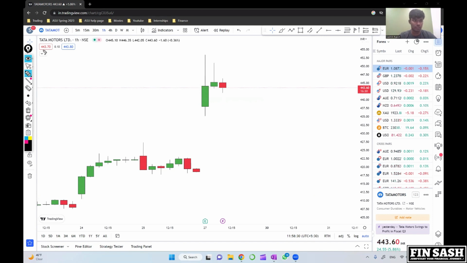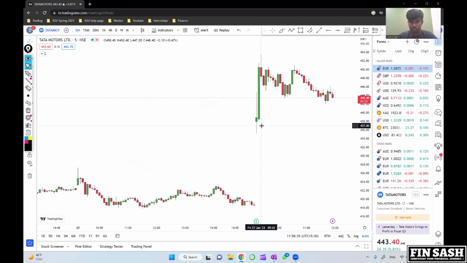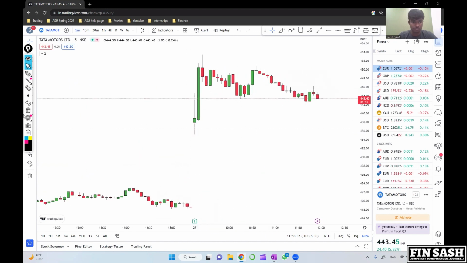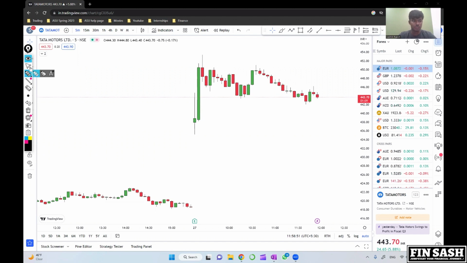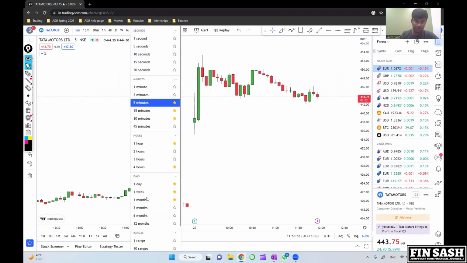So if I go to a lower time frame and check if I'm right, let's see if I'm right. Initially the market went high, but again, the sellers started dominating, right? And now, as you can see, the market's coming even lower. That's it, right? So over here, you guys can see multiple time frames.